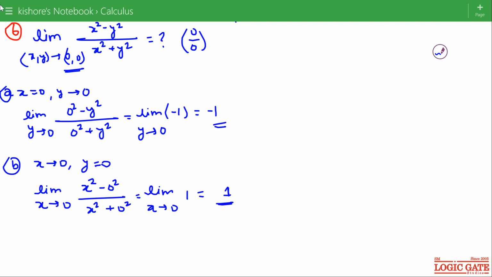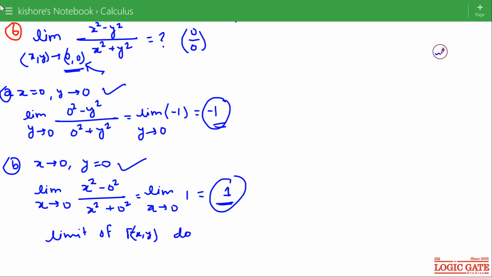It means if we approach this point 0, 0 from two different paths, then the function is giving different limits, minus 1 and plus 1. That's why the limit of the given function f(x, y) does not exist. Let's see another example.